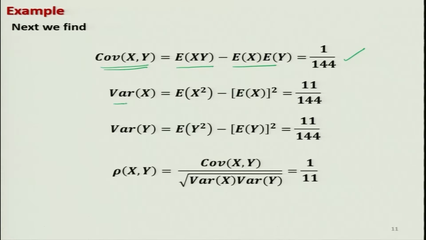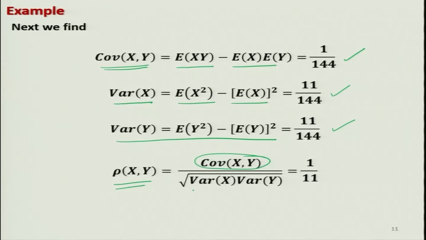You can obtain the variance of x as expected value of x square minus expected value of x whole square. This will come out to be 11/144, and then the variance of y, expected value of y square minus expected value of y whole square, will also be 11/144. Just substituting all these values in the expression for the correlation coefficient, covariance between x and y divided by square root of variance of x into variance of y, this will be 1/11. So, this is how you can theoretically compute the correlation coefficient for any given joint probability density function.